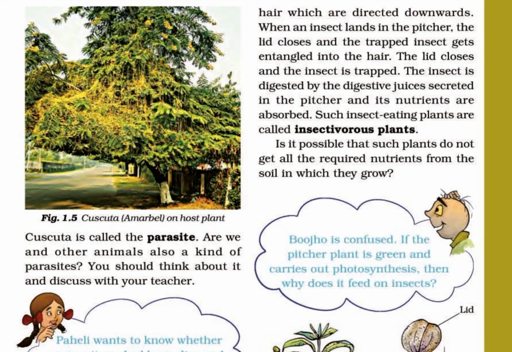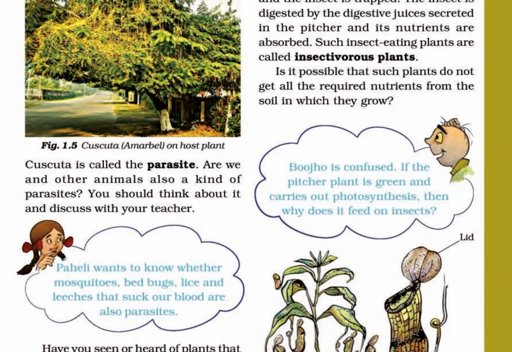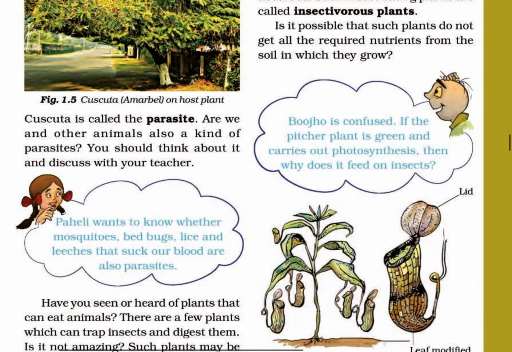Are we and other animals also a kind of parasites? I don't think so. You should think about it and discuss with your teacher. Let's answer these two questions by Paheli and Pujo. First, Pujo. Pujo is confused. If the pitcher plant is green and carries out photosynthesis, then why does it feed on insects?